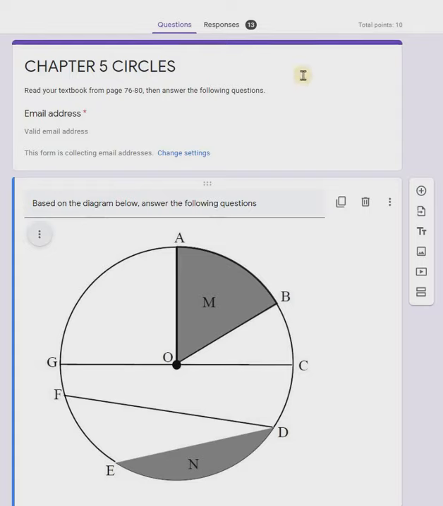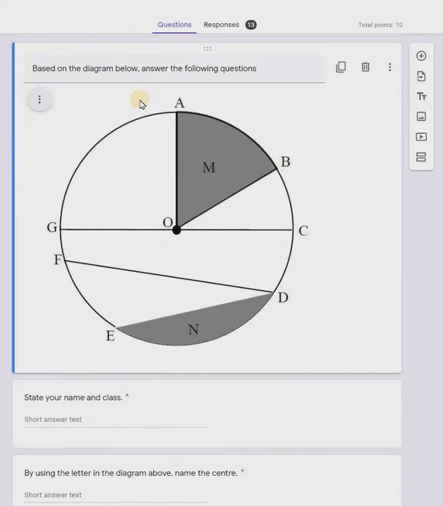Okay, this is the first quiz for chapter 5. I ask you to refer to textbook pages 76 until 80 to answer the quiz. The whole quiz is about the parts of a circle. The quiz will ask you to determine the center, the diameter, the radius, the circumference, the arc, sector, and segment. Okay, so first question, I ask you to determine the center.